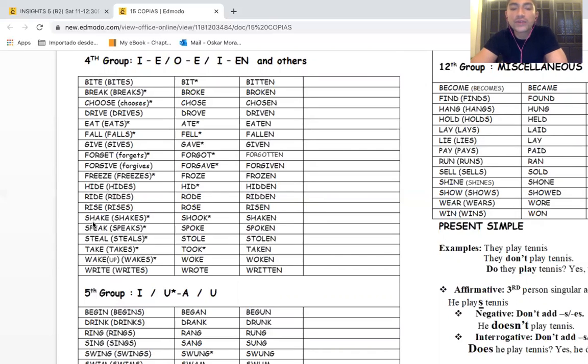Steal turns into stole, take, took, wake, woke. For example, wake up, right? In past tense would be woke up. Write, wrote. So these have very, very similar patterns, and you guys just have to pay attention to the ones that are very similar in terms of the ending.